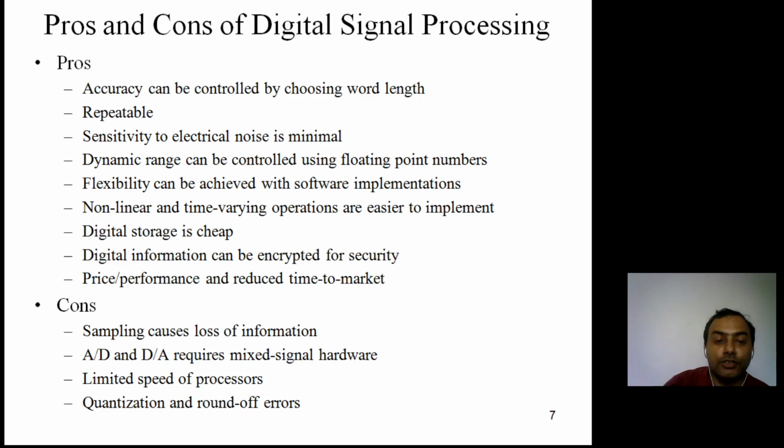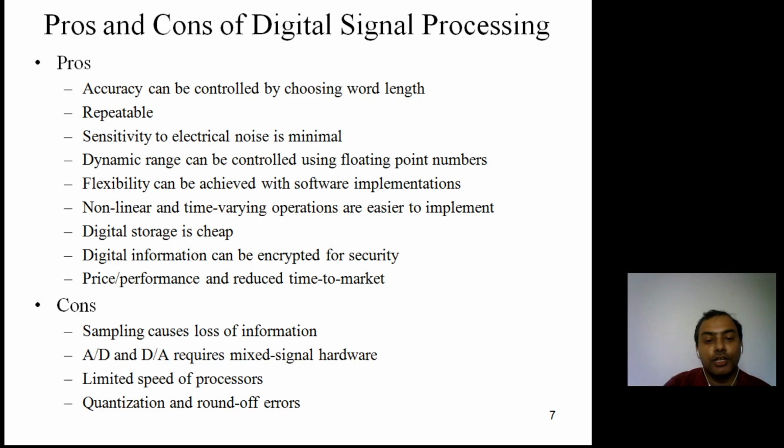A to D and D to A requires mixed signal hardware. Yes, some limited speed of processors. Each processor has limited speed. That is again one of the limitations. That is the one limitation you can see.